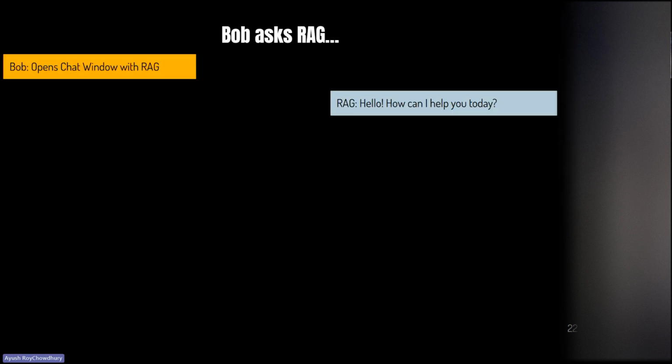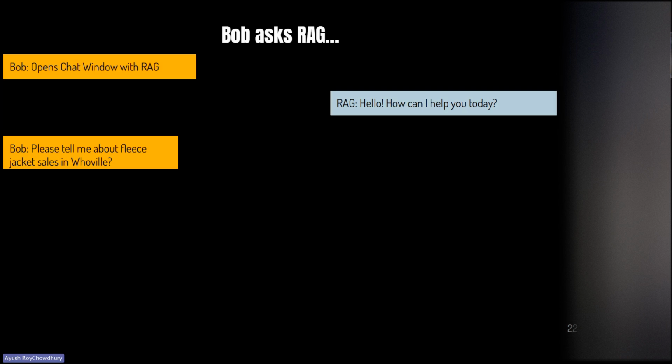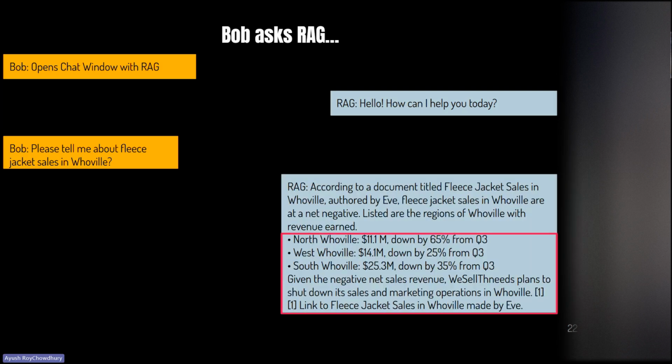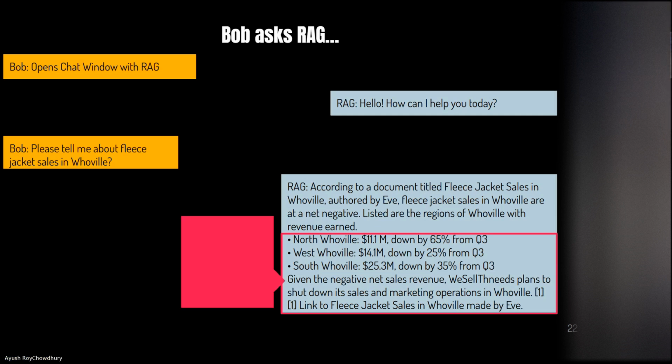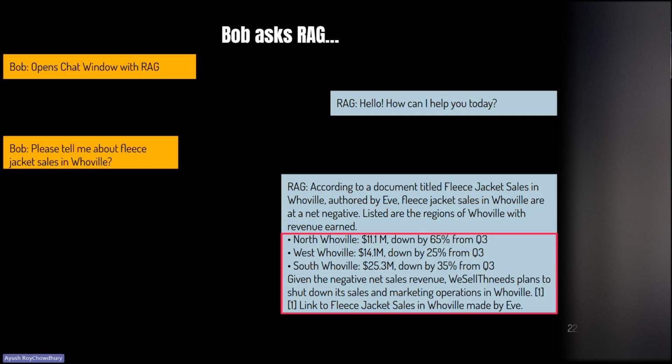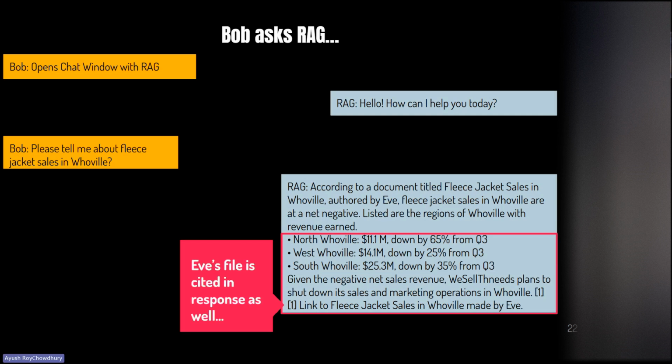The placement really doesn't matter, but we've put it on the top to make it prominent to you guys. And what happens is that when Bob asks the RAG system about the fleece jacket sales, Bob only gets the answer that Eve wants to show Bob. So Alice's answer is actually hidden. And in fact, Eve's file is the only one that is cited.